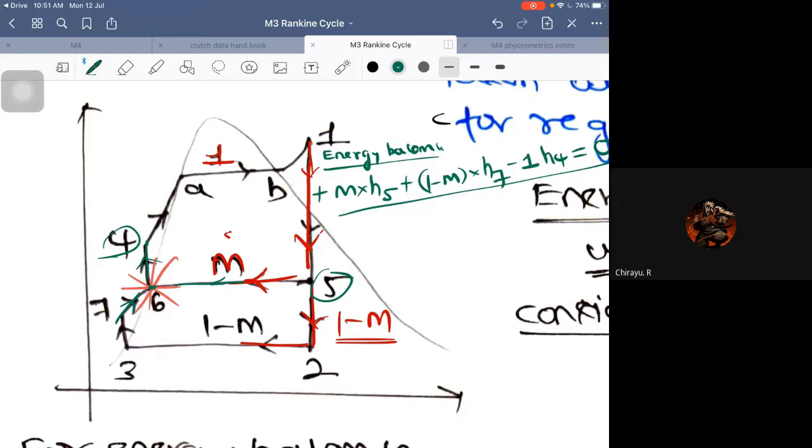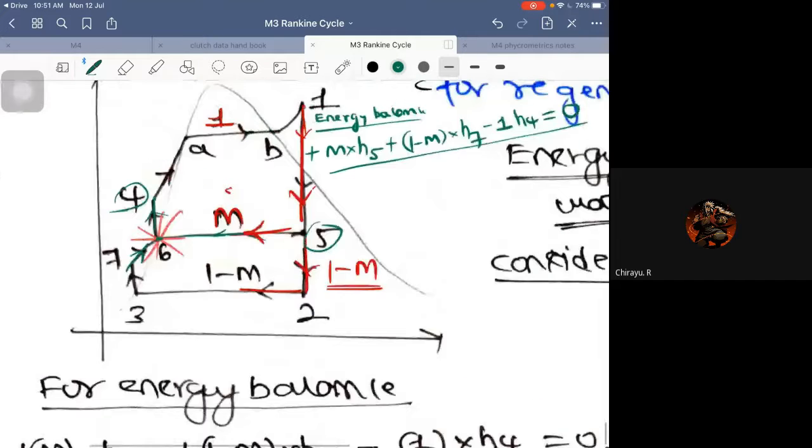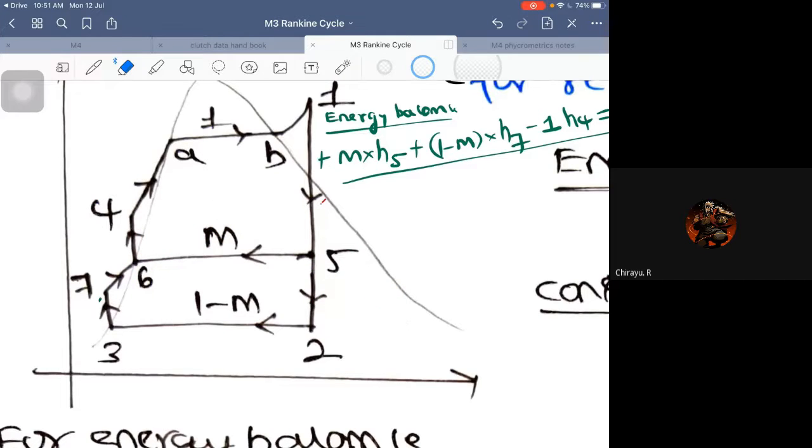Now, this is how you calculate the energy balance. Now, one thing: in all these energy balances, in this Rankine cycle, can you see where the pumping work is? From where to where is the pumping work? 6 to 4? 3 to 7, exactly. So from here to here is the pumping work, right?